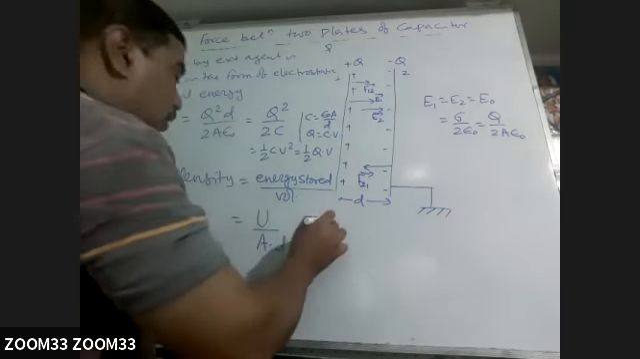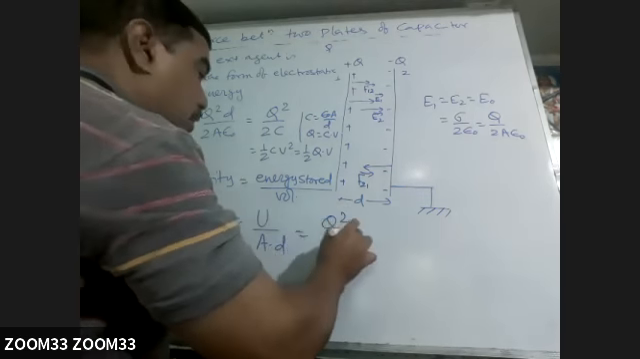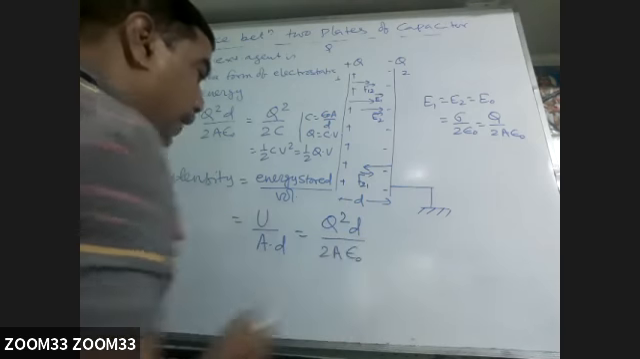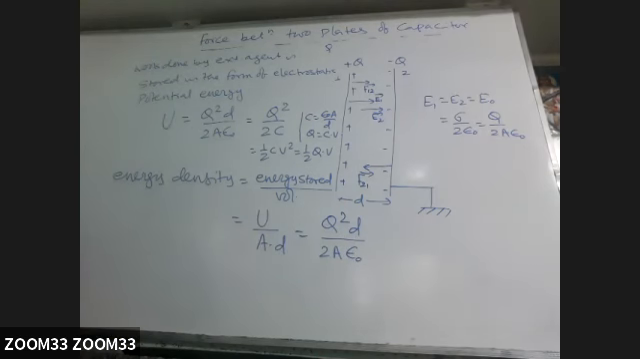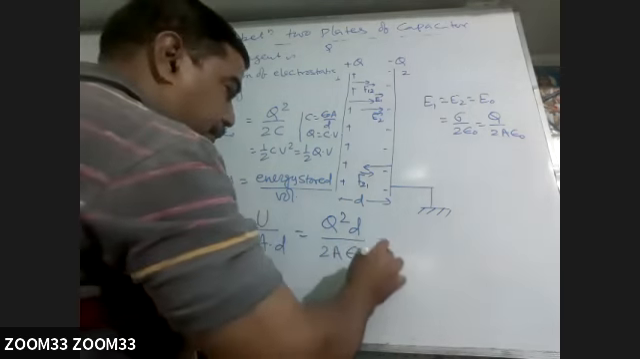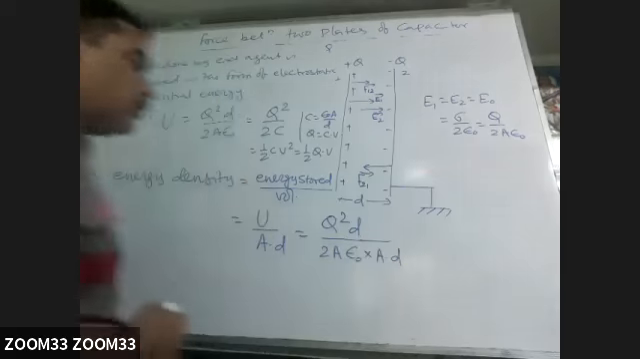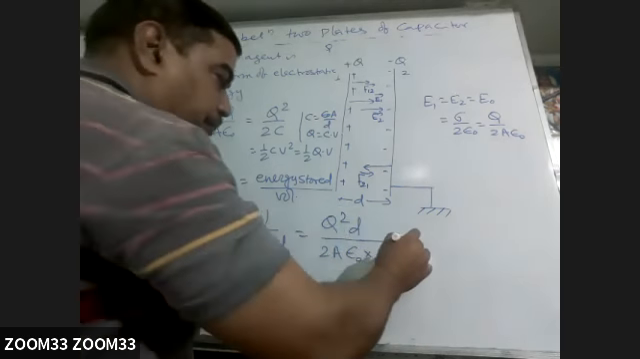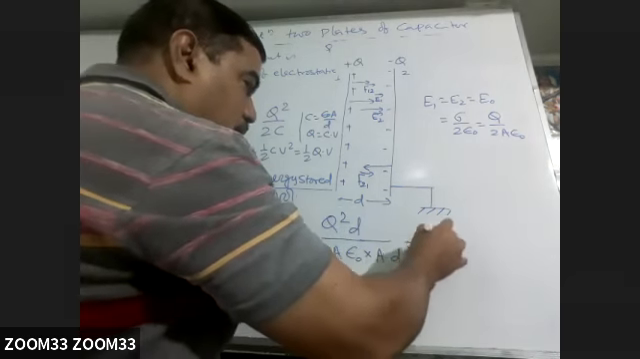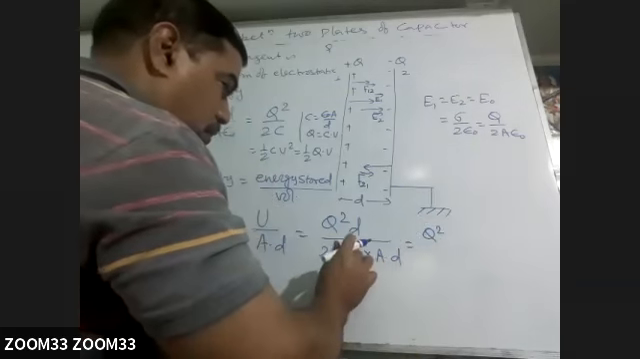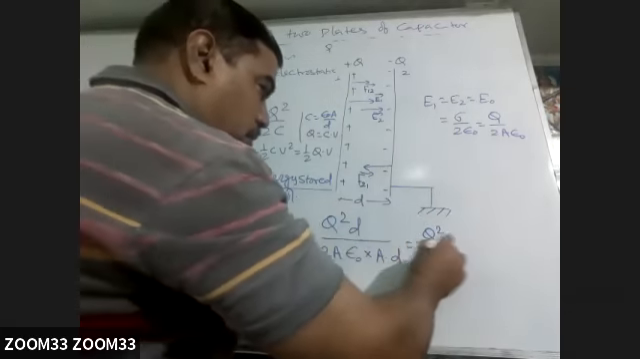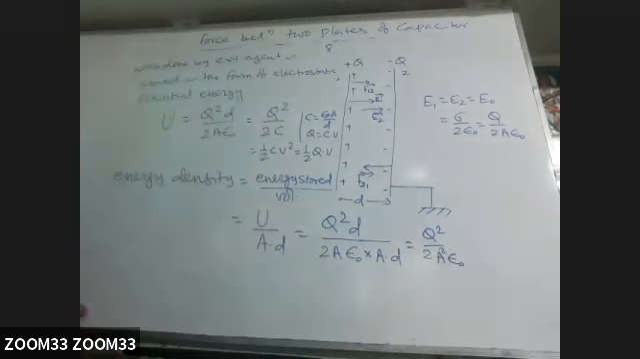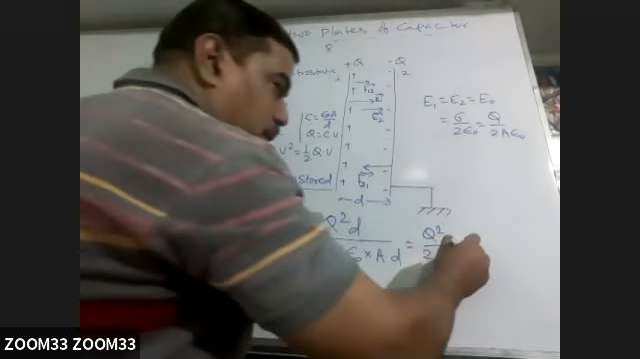So it can be Q square d over 2 A epsilon naught, divided by A into d. d will be cancelled. So Q square over 2 A square epsilon naught. Q square by A square, that is sigma square.